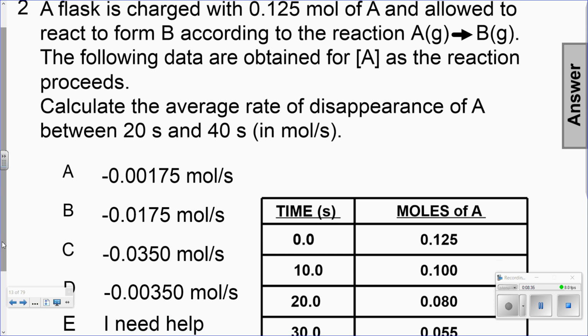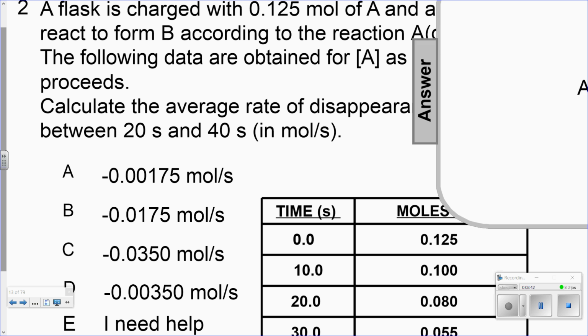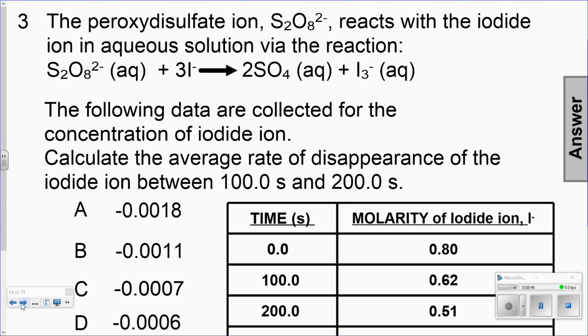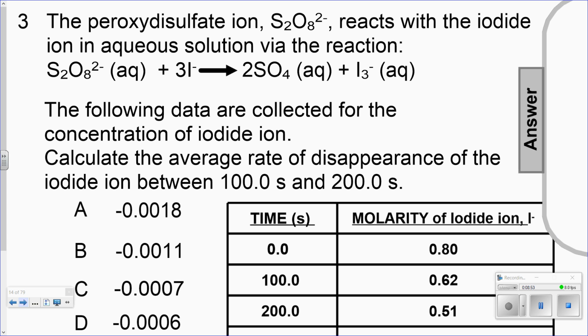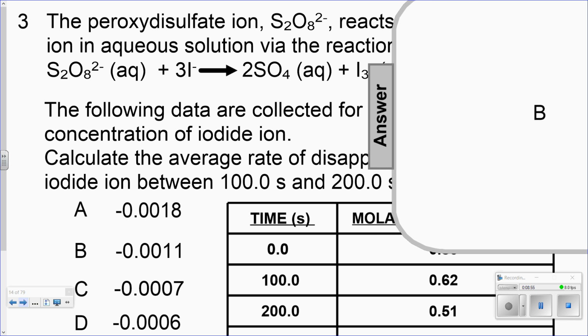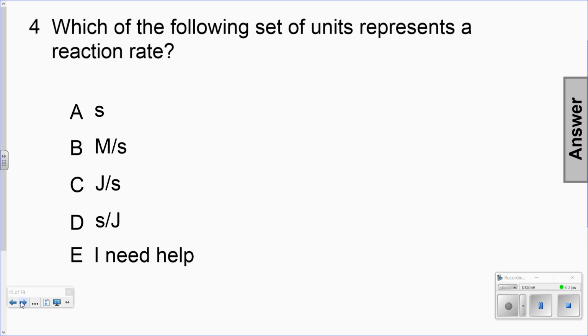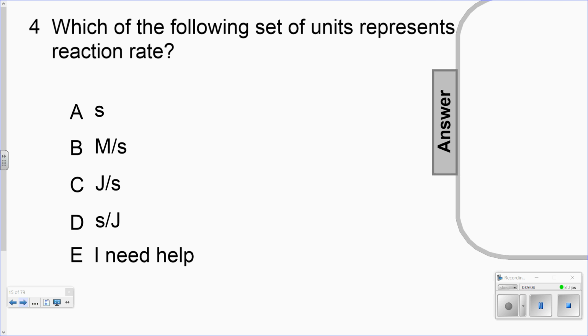Okay, so I have a reaction from A to B, both gases. Don't forget brackets mean concentration, moles per liter. Peroxide disulfate ion, that's a different one. Pause when you need to. Here's the answer. Don't forget when we're talking about rate, we're always talking about time. You have to have some unit of time in there.